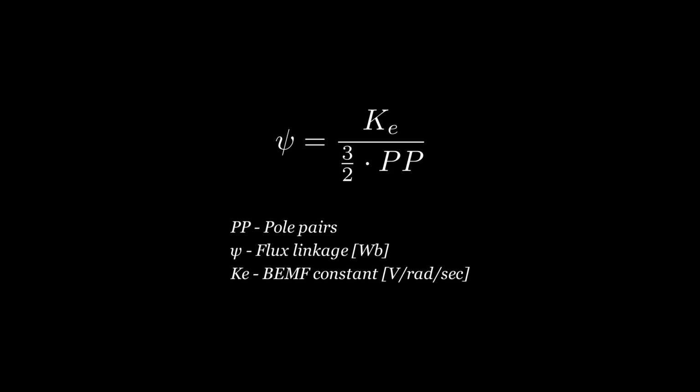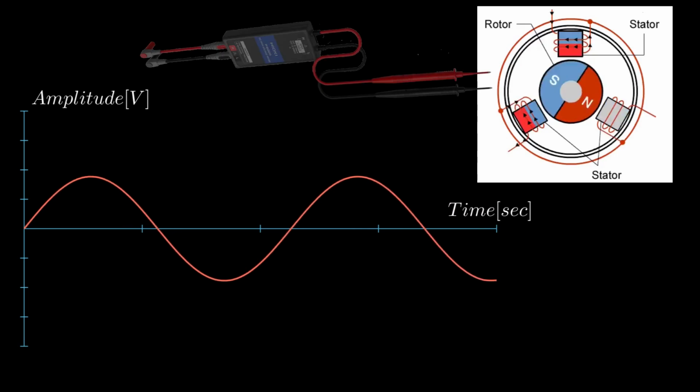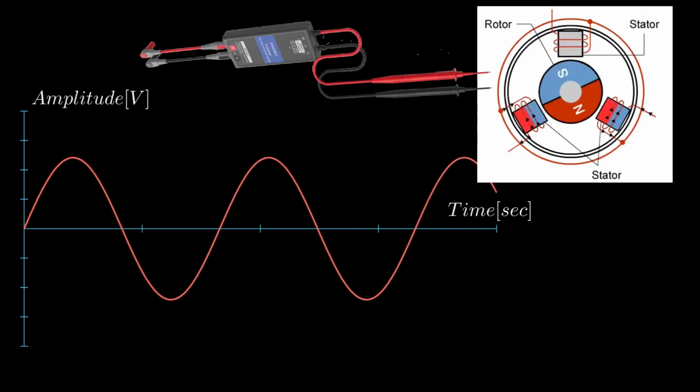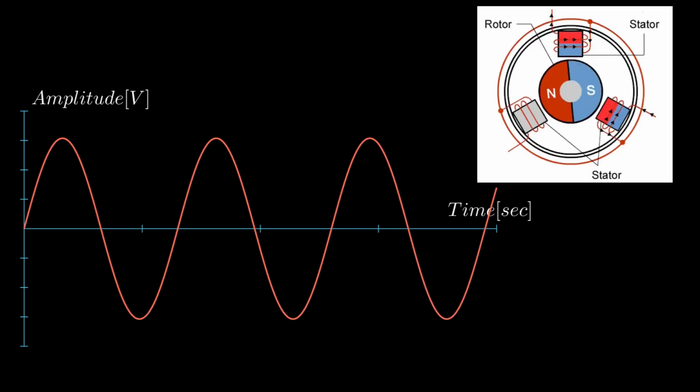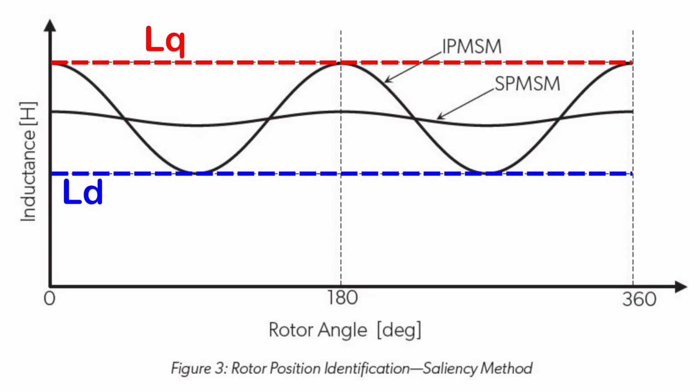And the back EMF constant can be measured by rotating the motor at a certain speed while the motor isn't connected to the controller and measuring the peak voltage between two phases. The back EMF constant is that peak voltage per radians per second. Next up are the D and Q axis inductances. There are several methods to measure these parameters.